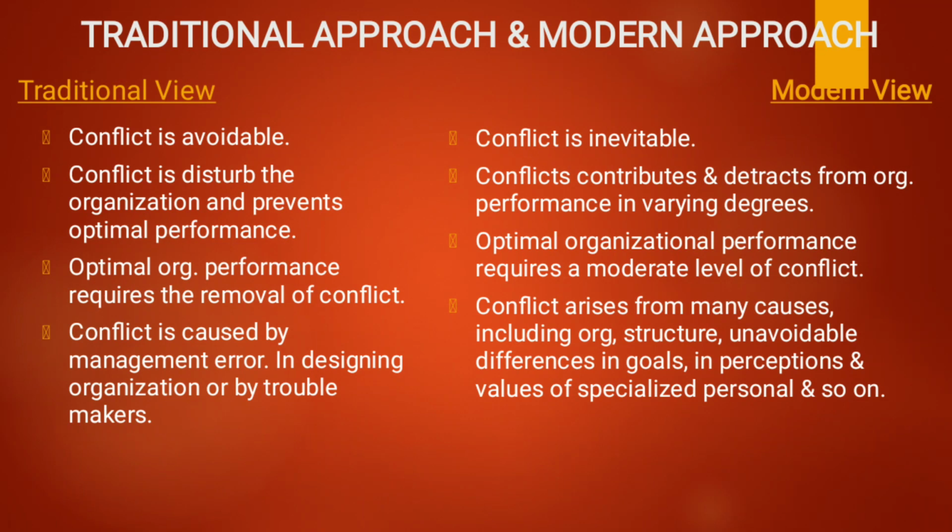In the traditional view, optimal organizational performance requires the removal of conflict. Here, optimal organizational performance requires a moderate level of conflict. In the traditional view, conflict is caused by management error in designing the organization or by troublemakers. In the modern view, conflict arises from many causes including organization structure, unavoidable differences in goals, and in perceptions and values of specialized personnel, and so on. So these are the differences between the traditional approach and the modern approach for the scope of financial management.